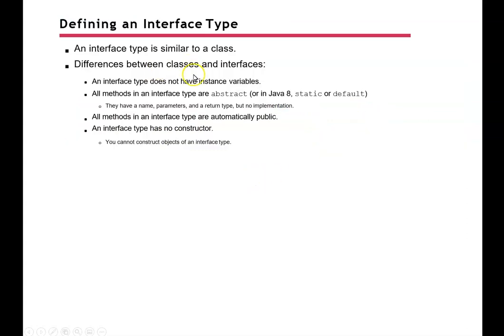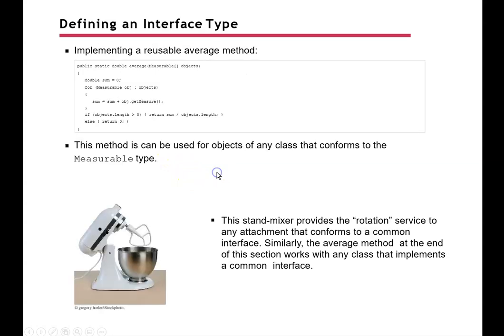An interface type is similar to a class, but an interface type does not have instance variables. There is no such thing. All methods in an interface type are abstract. They have a name, parameters, and return type, but no implementation. All methods are automatically public, and an interface type has no constructors. You cannot create an object of type interface. You have to create an object of a type that implements that.